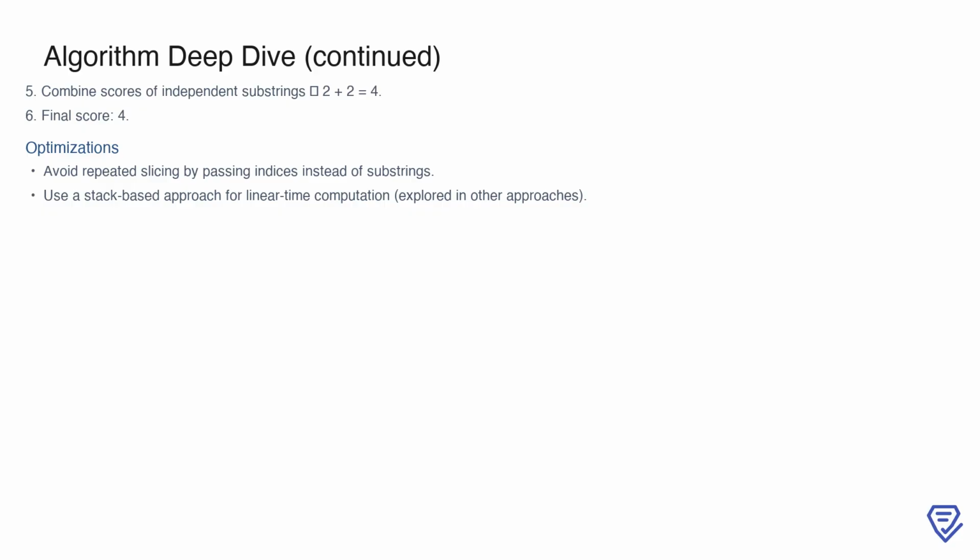While this brute force recursive approach works, there are opportunities for optimization. For instance, we can avoid repeated slicing by passing indices instead of substrings during recursion. Additionally, we can explore alternative solutions, such as using a stack-based approach, which can reduce the time complexity to linear. This would involve iterating through the string while maintaining a stack to calculate scores dynamically, making the algorithm more efficient for larger inputs. By understanding both the recursive approach and its optimizations, we can appreciate how to analyze and improve solutions to complex string-based problems like this one.